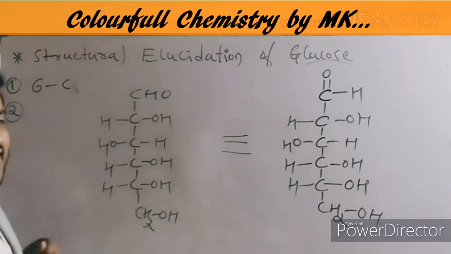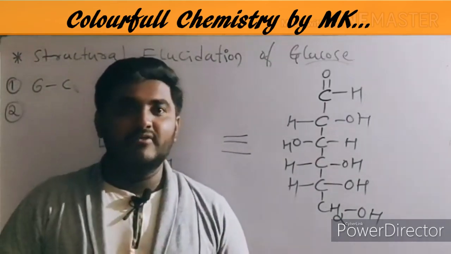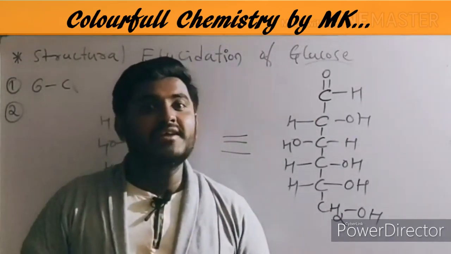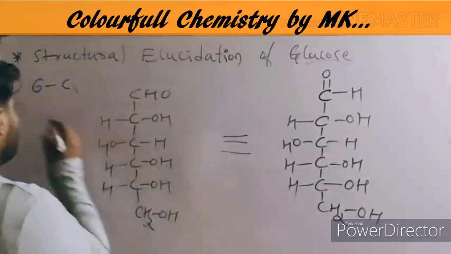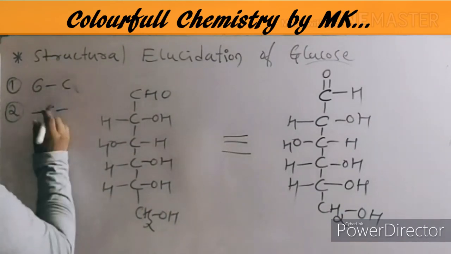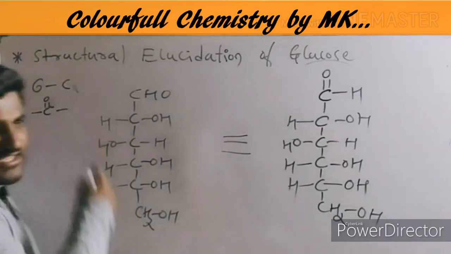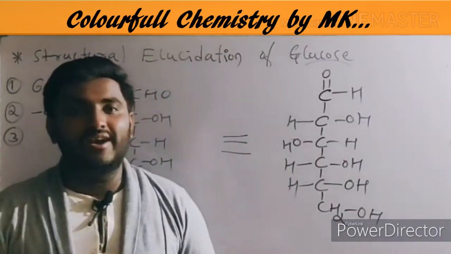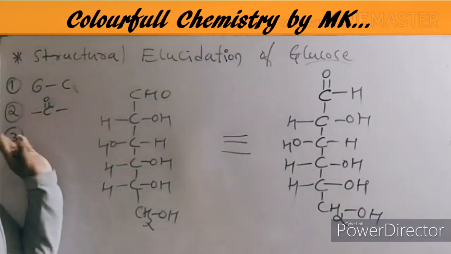Second reaction: we took glucose and added hydroxylamine, NH2OH. What are we getting there? Glucose oxime. That reaction indicates that glucose has a carbonyl group. Also, in another reaction we took glucose and added hydrogen cyanide to it. There we get cyanohydrin. That also indicates glucose has a carbonyl group. Carbonyl group means this one, C=O.